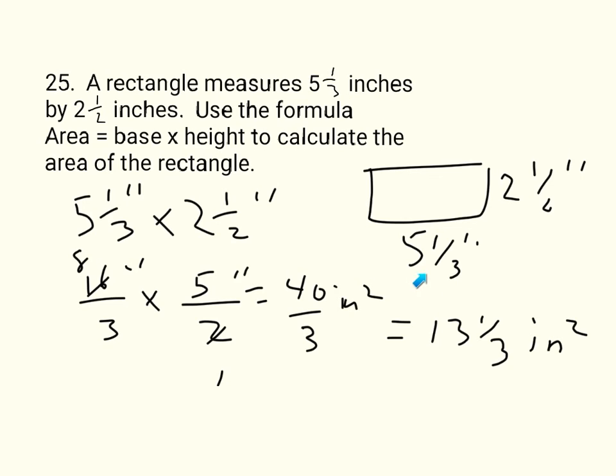And if you look back at the original rectangle, you can see it's a little more than 5, a little more than 2. Maybe you think of that as closer to 3, and 5 times 3 is 15. And that's a reasonable answer, 13 1/3 square inches. This is one way that you check on this one, that you round to the nearest whole number and multiply to make sure your answer is reasonable.